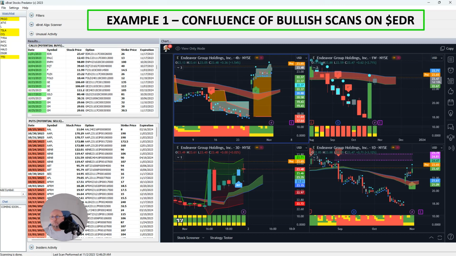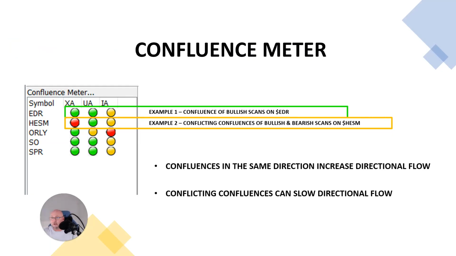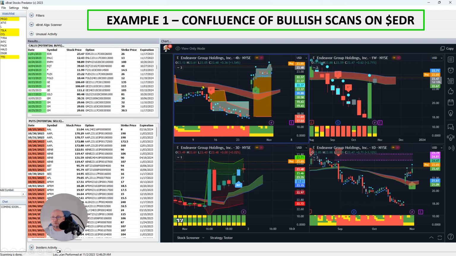What happens is you can double click on one of those green buttons for EDR, and this one was on the unusual options activity. So if I go back slightly, on EDR here, UA, you would double click on there, and then it would open up the unusual options activity screen. Okay, so first of all, the thing to note is we've got EDR here.